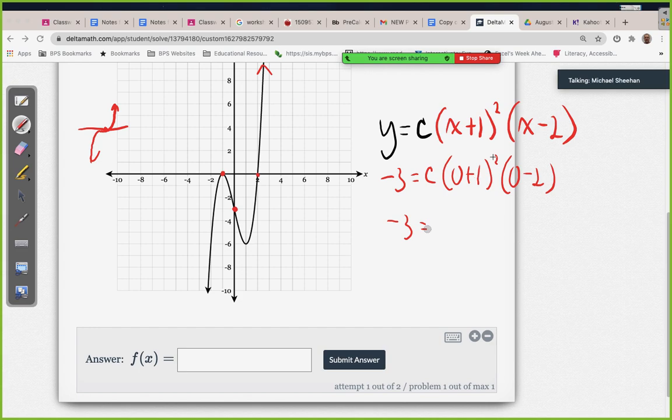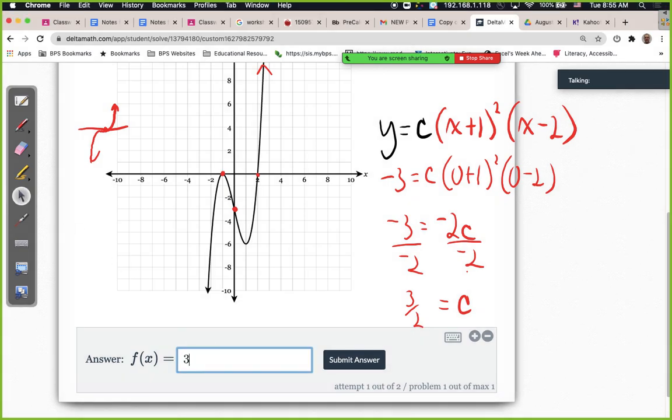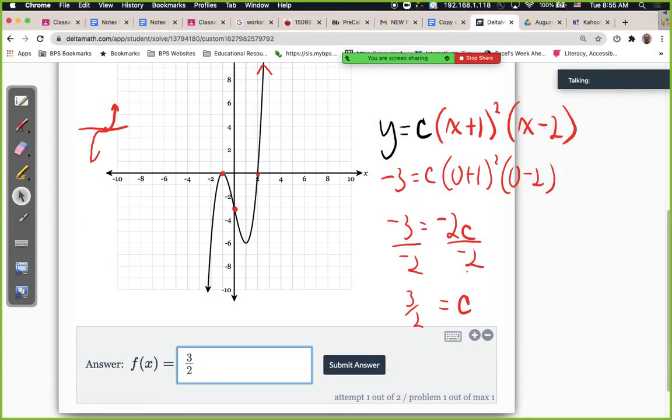0 plus 1 is 1. 1 squared is 1. 1 times -2 is -2. So divide by -2 on both sides. C is 3/2 or 1.5. So 3 over 2 or 1.5 is fine. X plus 1 to the second power, X minus 2. Questions or concerns before I erase and submit?